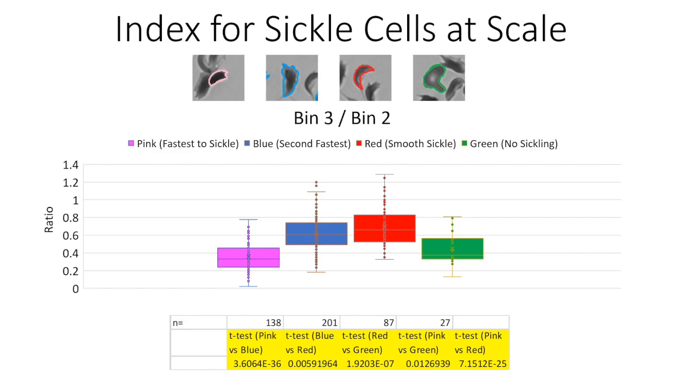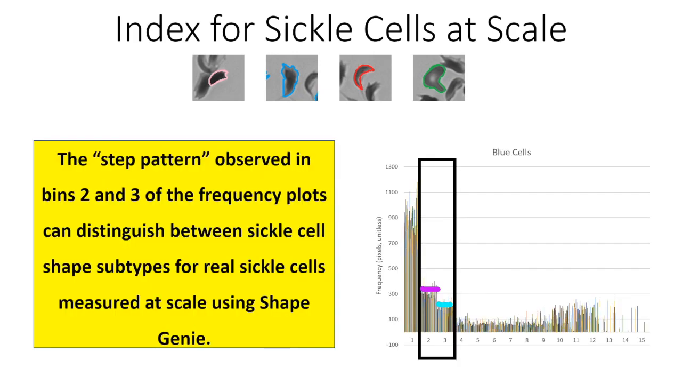T-tests of the ratio of bin 3 over bin 2 between all combinations of two sickle cell shaped subtypes demonstrated that the ratio of bin 3 over bin 2 is different. Therefore, this index demonstrates that the step pattern observed in bins 2 and 3 of the frequency plots can distinguish between sickle cell shaped subtypes for real sickle cells measured at scale using Shape Genie.